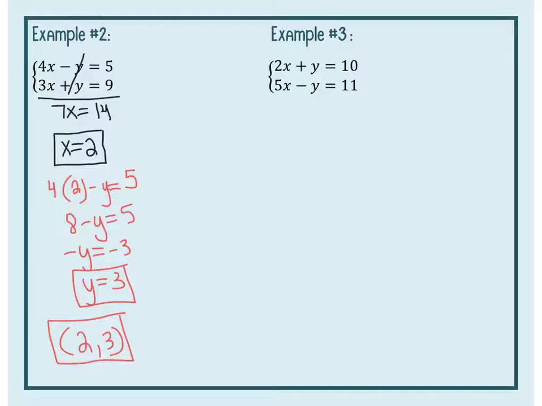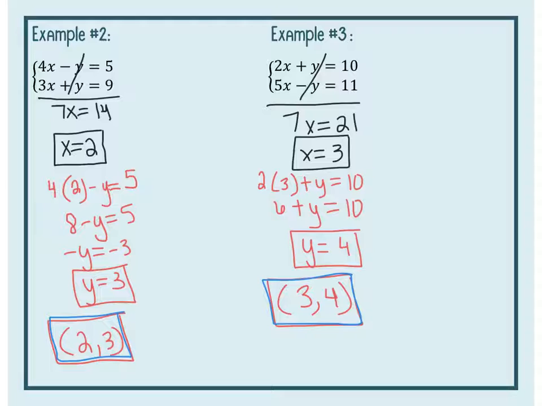Again, this was already set up for elimination. So we look at question 3. They're lined up, and I see my y's have the same number but different signs. So go ahead and try using the elimination method to solve number 3. Pause the video, and when you unpause it, the answer will be there.